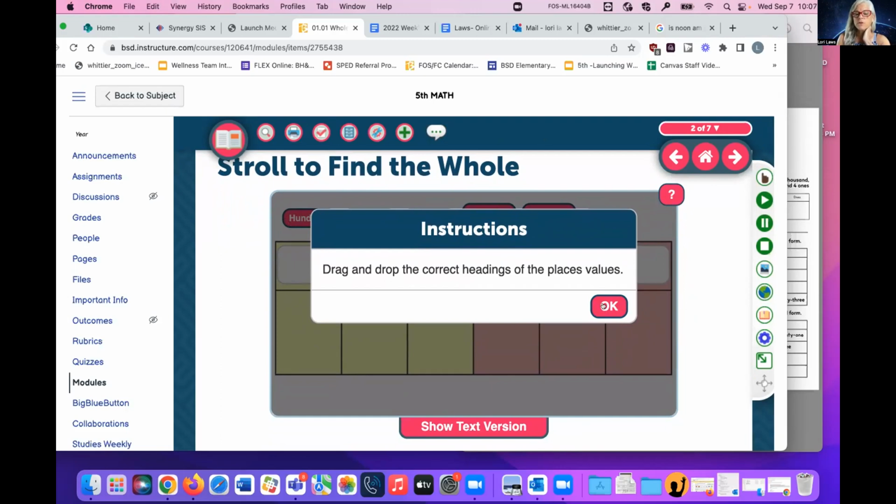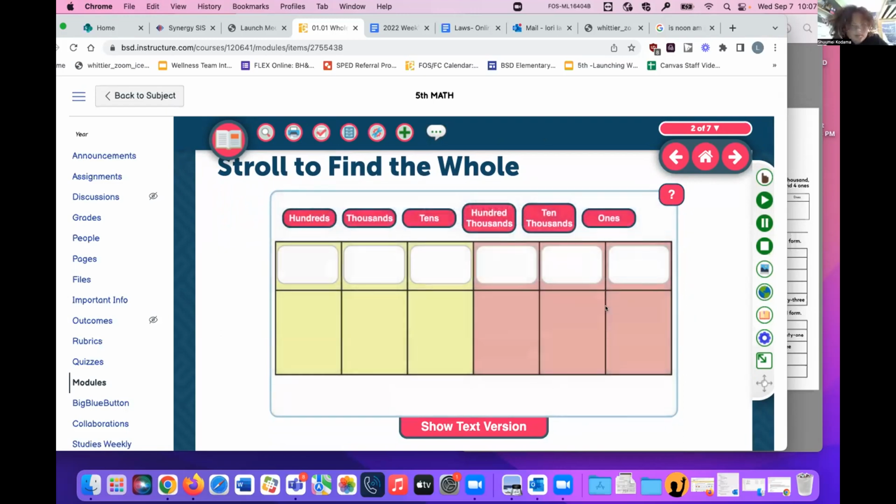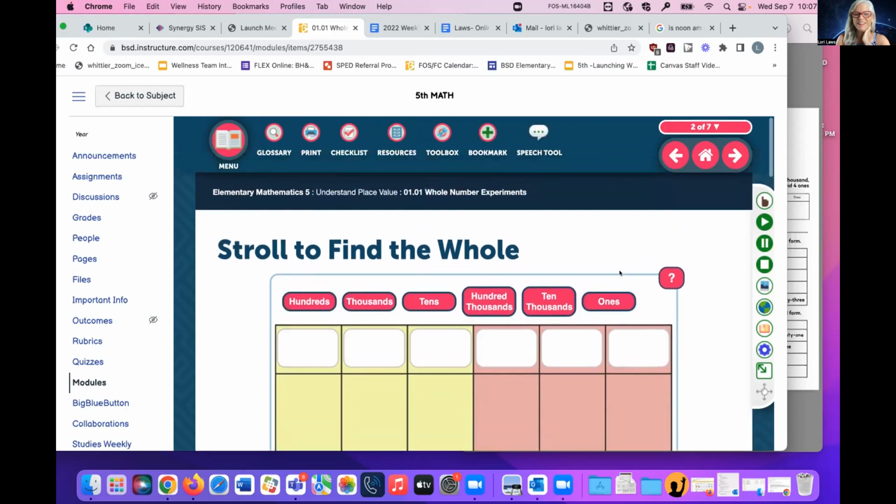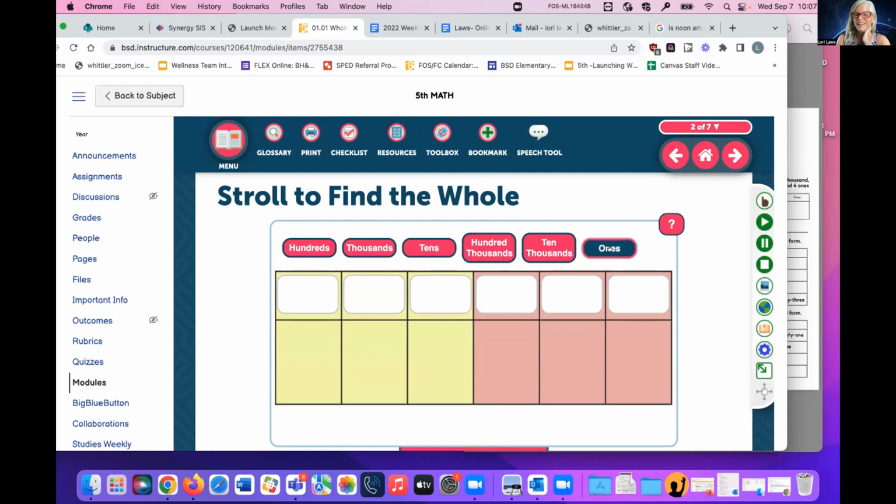Okay, so here's our first activity. Stroll to find the whole. If you have your computer open, you can go ahead and play around with this. You're going to drag and drop these into the right place values. So what's this one over here? Go ahead and say it out loud. It's our ones, isn't it? So you're going to put that in.